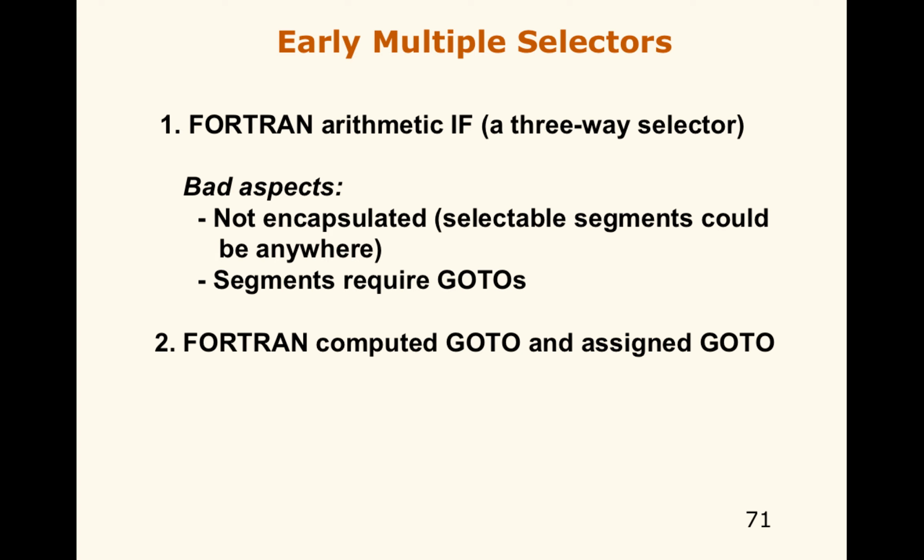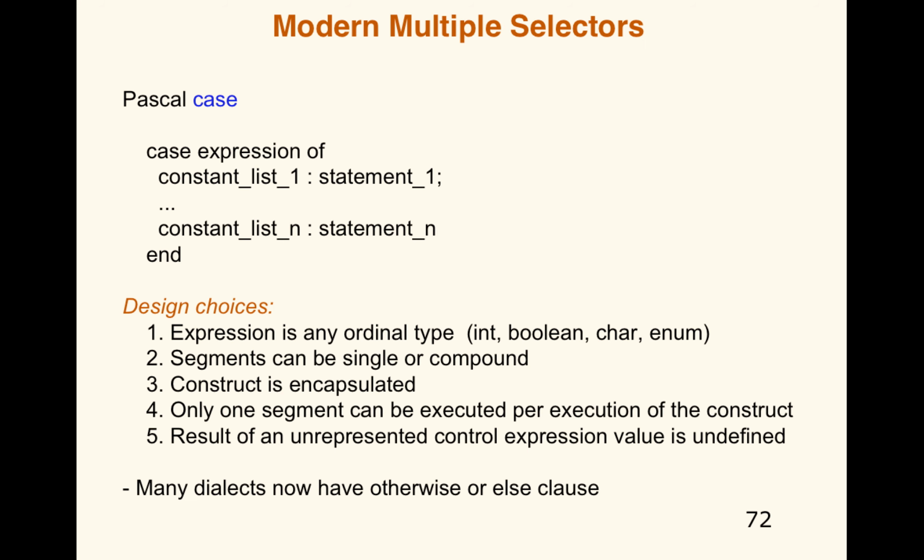So Fortran had the arithmetic if, which was a bad aspect, so it was not encapsulated. Segments required go-tos. Fortran computed the go-to and assigned a go-to for everything. That was not good. Pascal came up with the case. They were the first language who used the case. In the case, some design choices.